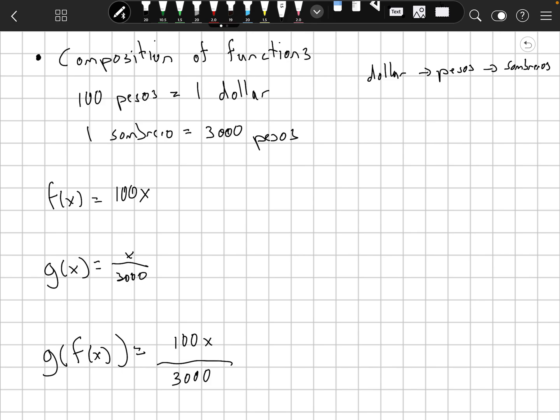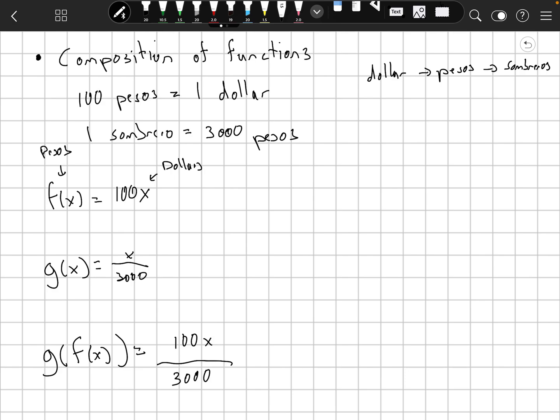So I'm going to set up one function. This first function is f of x equals 100x. And x, my input, is dollars here, and my output is pesos here. So if I had $1, it'd be worth 100 pesos. $2, 200 pesos, and so on.